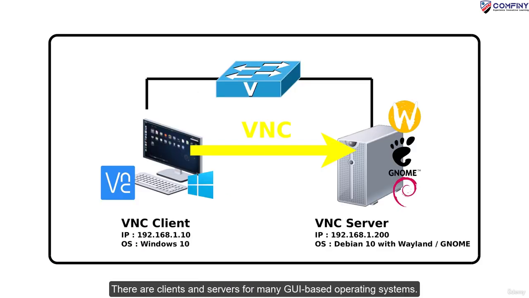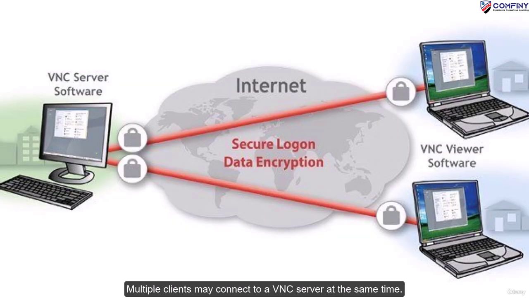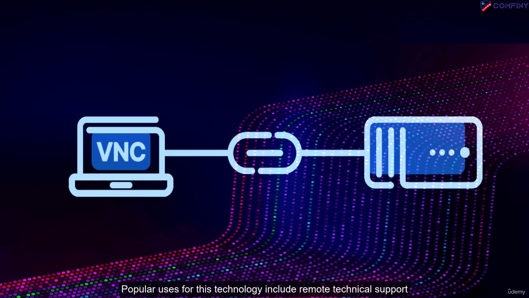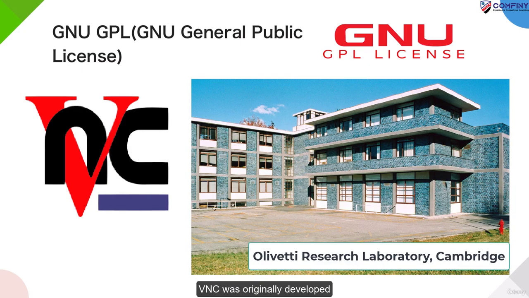There are clients and servers for many GUI-based operating systems. Multiple clients may connect to a VNC server at the same time. Popular uses for this technology include remote technical support and accessing files on one's work computer from one's home computer or vice versa. VNC was originally developed at the Olivetti Research Laboratory in Cambridge, United Kingdom. The original VNC source code and many modern derivatives are open source under the GNU General Public License.